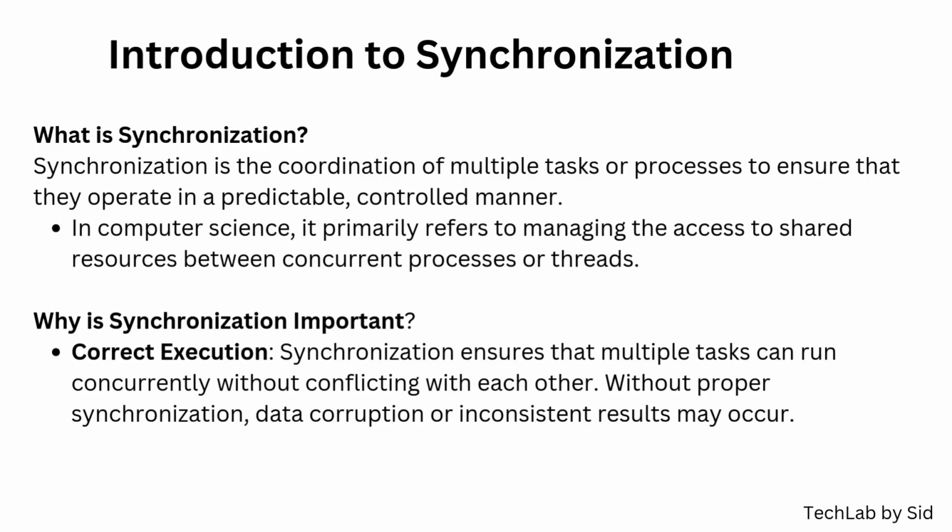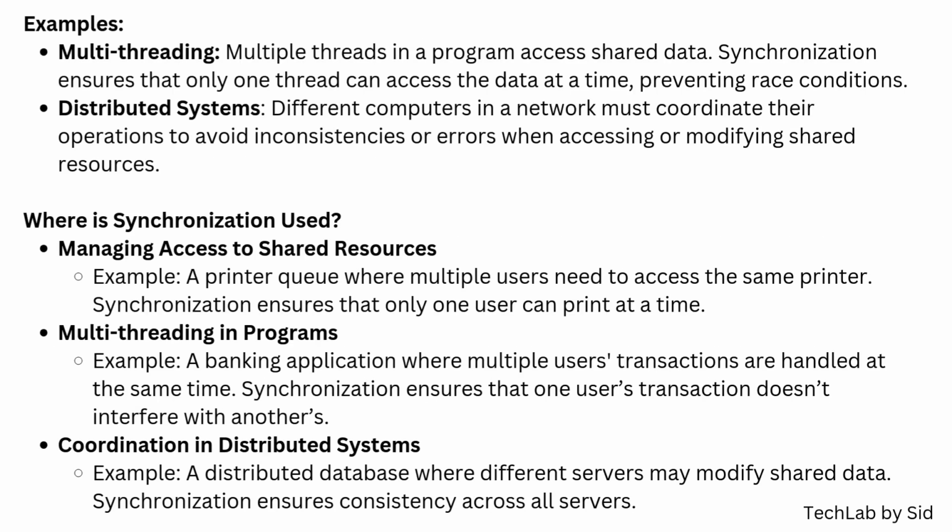Synchronization is essential in computer science to coordinate multiple tasks or processes, ensuring they operate in a controlled and predictable manner. It primarily manages access to shared resources between concurrent threads or processes to prevent conflicts. For example, in multithreading, synchronization ensures that when multiple threads access shared data, only one thread can do so at a time, preventing race conditions. In distributed systems, it ensures that different computers or servers coordinate their actions to avoid inconsistencies when modifying shared data.